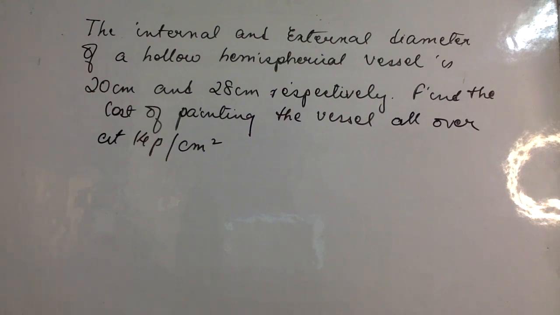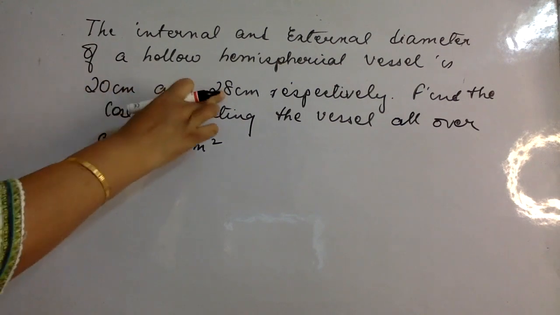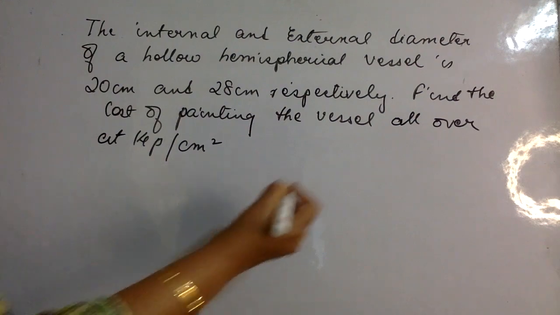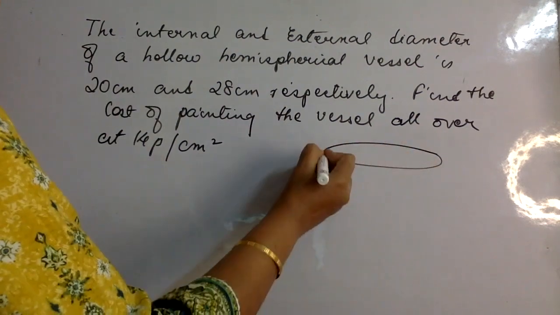This question is slightly difficult. So the internal and external diameters of a hemispherical vessel. Now hemispherical vessel is something like a bowl, okay, but then it has a thickness because the internal and external diameters are quite different, you can see. So find the cost of painting the vessel all over at 14 paise per centimeter square.